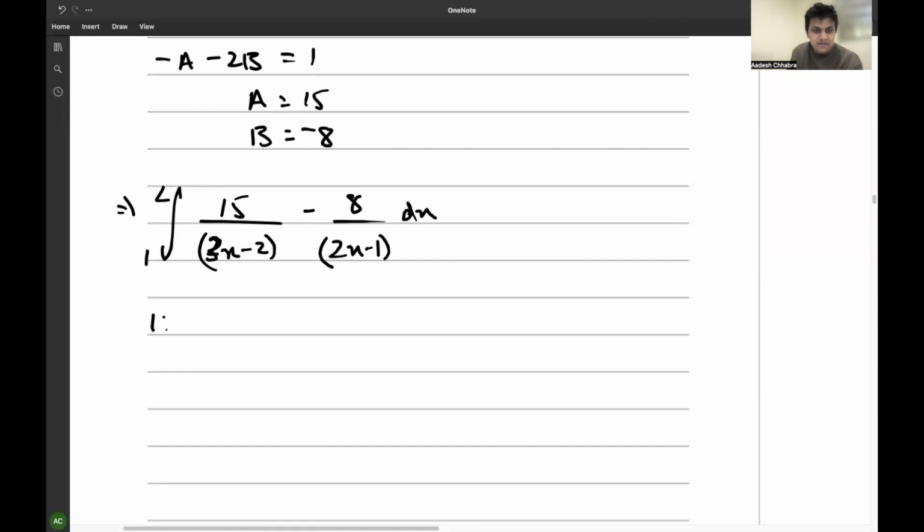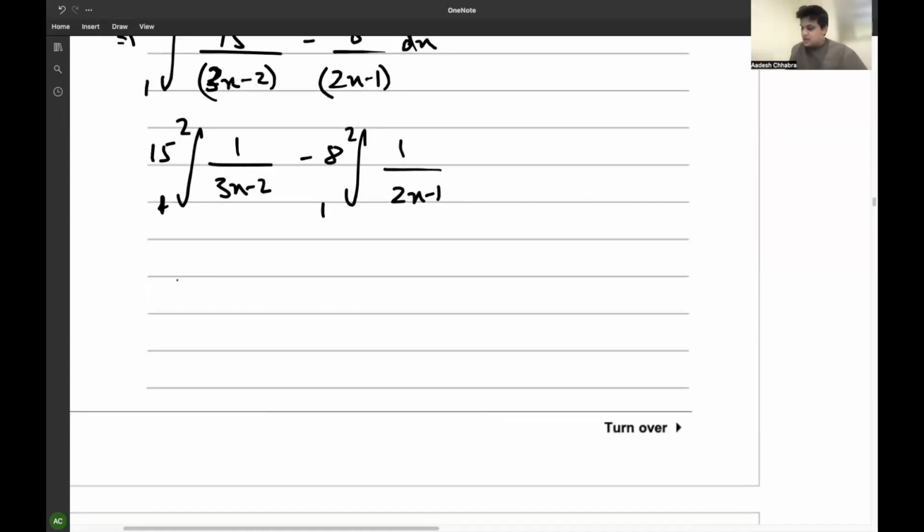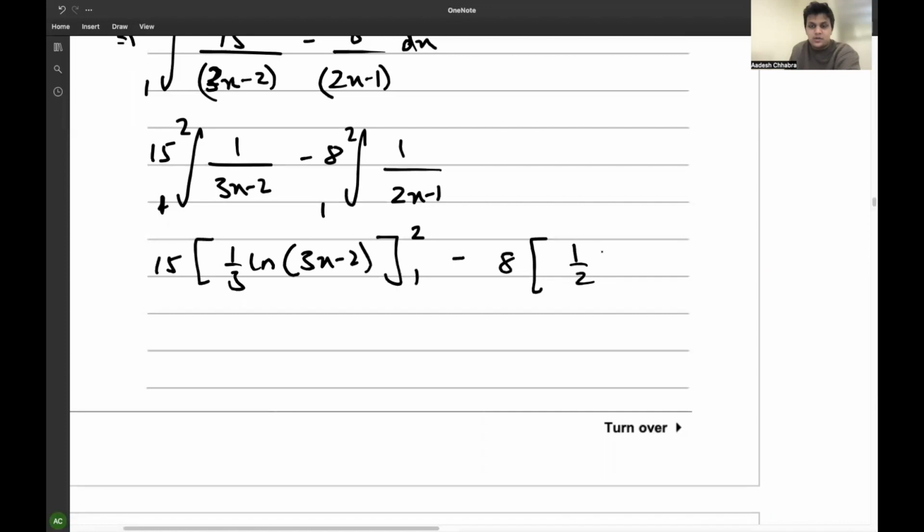So we have essentially the 15 on the outside, the integral from 1 to 2 of 1 upon 3x minus 2, minus the integral from 1 to 2 with 8 on the outside of 1 upon 2x minus 1. And essentially this gives me 15 on the outside and 1 upon 3 ln of 3x minus 2 between the range of 2 and 1, minus 8 on the outside and 1 upon 2 ln of 2x minus 1 with a range of 2 to 1. Go ahead and solve this.